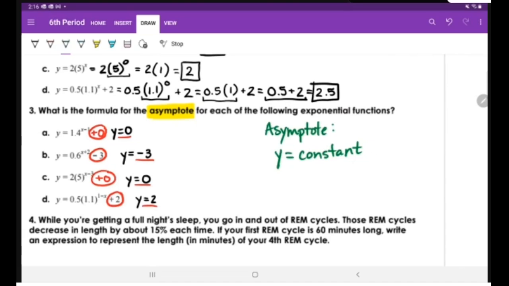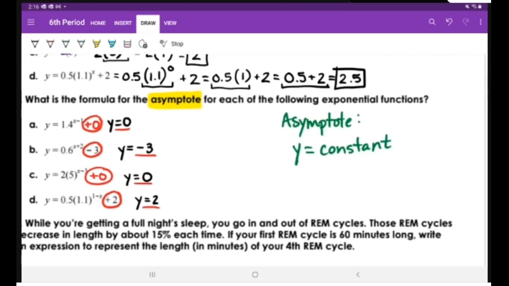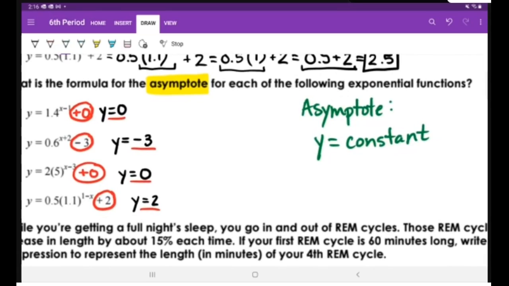The constant is just that number at the end that's added on. And if there is no number there, you can just put a plus 0. So your asymptote is y equals whatever that constant is. And there are a few things to watch out for. Like if it's a minus 3, your answer will be negative. So be careful with little things like that.